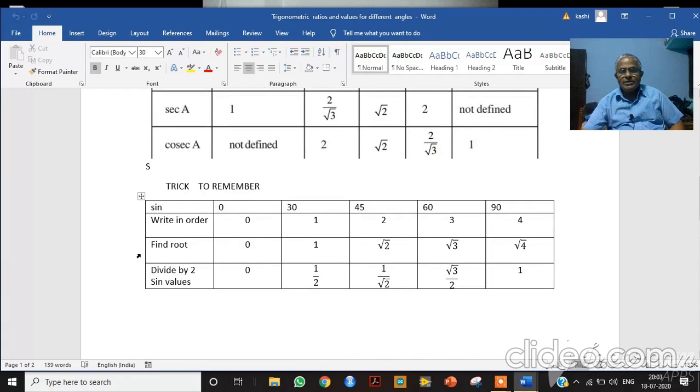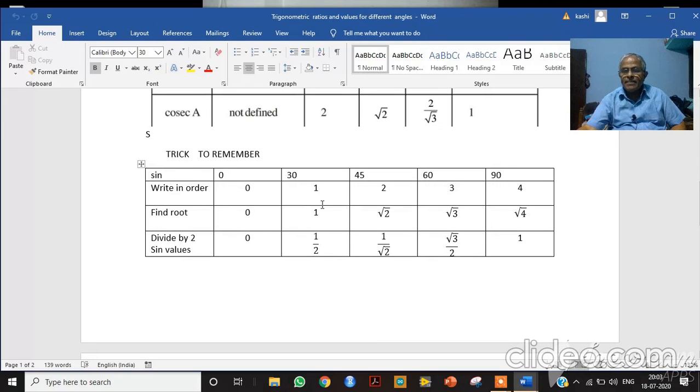See, first you take the sine function with angles 0, 30, 45, 60, 90. These are all in degrees. First you have to write in order, starting from 0 to 4. See, 0, 1, 2, 3, 4. You write like this. Then find their roots. Root 0 is 0, root 1 is 1, root 2 is root 2, root 3 is root 3, root 4 is 2. So you have to take 2 here, or take root 4, then we will do the next step.